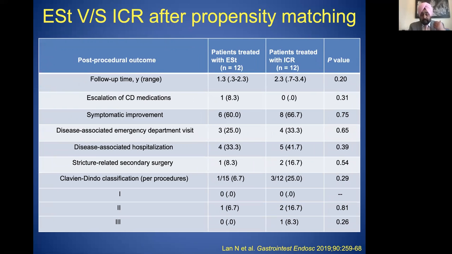In the same study, they then did propensity matching. And even after propensity matching, the stricture-related secondary surgery is still the same in both groups: 1 patient in the stricturotomy group, 2 in the ICR group. The p-value was not significant, but that is the strongest take-home message for me from this paper.